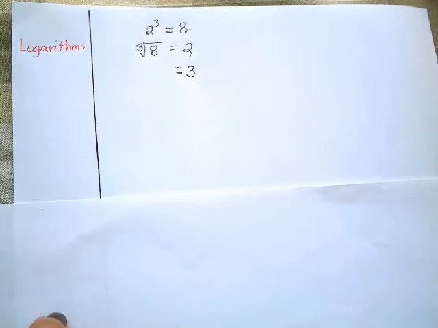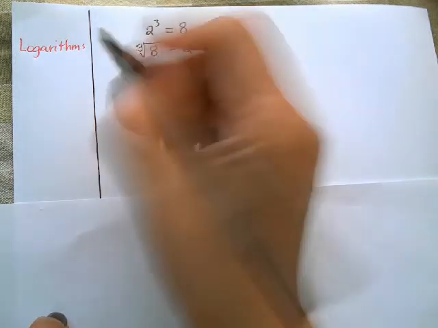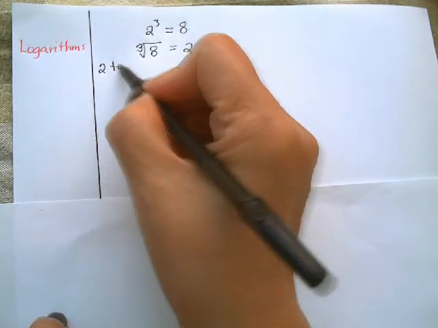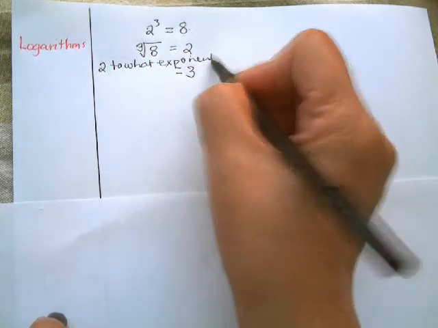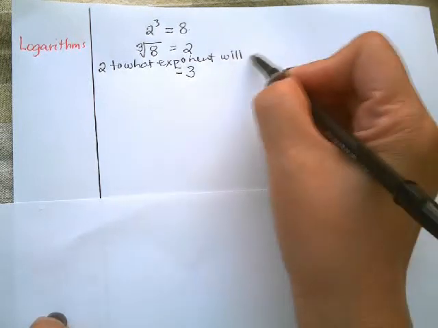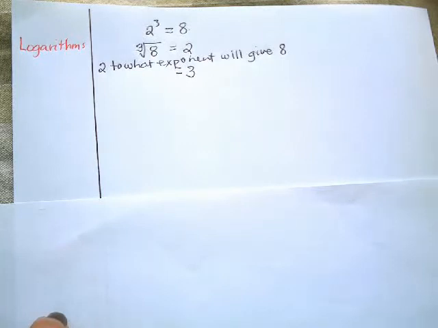Now what about if the answer is going to be 3? 3 is the exponent. So you're basically asking yourself, 2 to what power, or 2 to what exponent, will give 8? That is what we're going to learn today. What exponent will give 8? 2 to what exponent will give 8? Your answer will be 3.